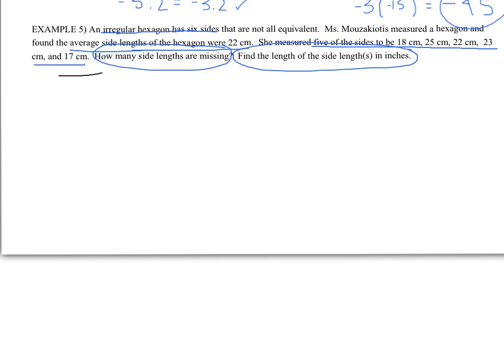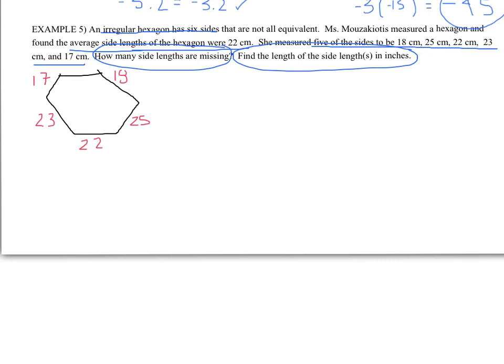So I have a shape that has 6 sides, okay? So I'm just going to draw a shape that has 6 sides. It says it's irregular, so our shape's sides don't all have to match. And I'm going to fill in the sides that I have. So I have an 18, a 25, a 22, a 23, a 17. Okay. Now when I fill this out, one of our questions we're trying to answer is how many side lengths are missing. And I notice once I've filled out my picture that one of my side lengths is missing.